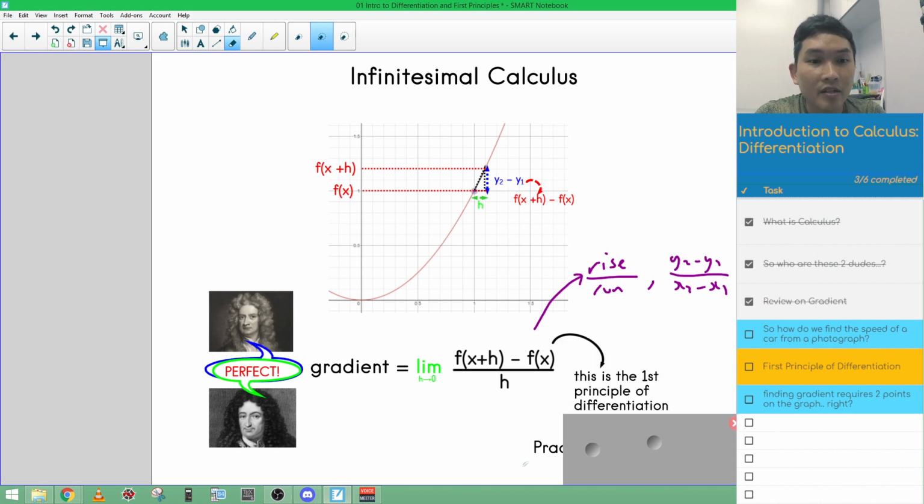And what we have here is known as the first principles of differentiation. This is the most basic rule of differentiation. This is where everything rests on. So this is the introduction, and you realize that differentiation is not so difficult after all. It is essentially rise over run, but with the difference that we want the rise over run of the 2 points to be very, very close to each other.